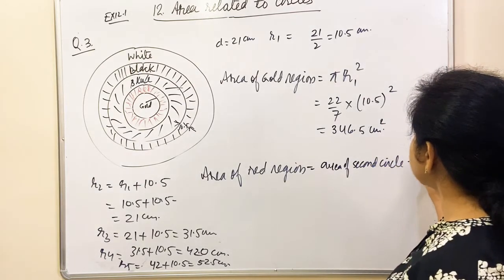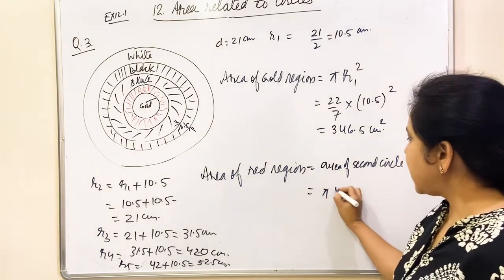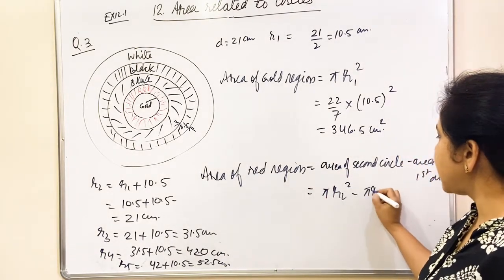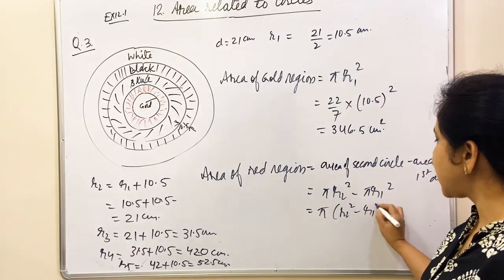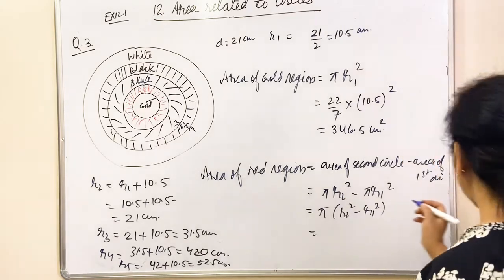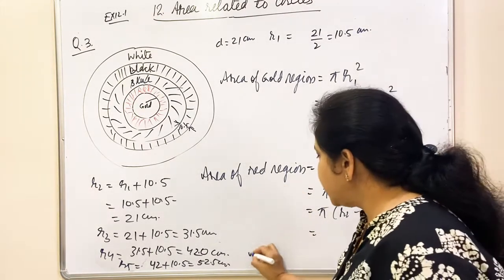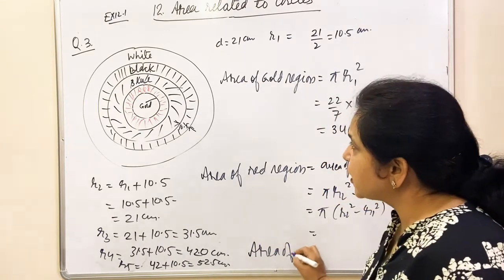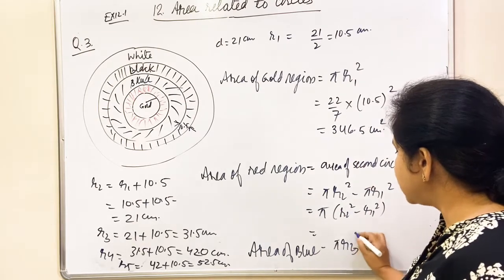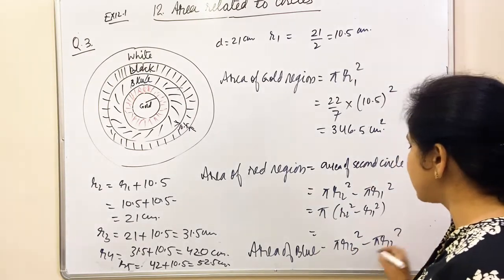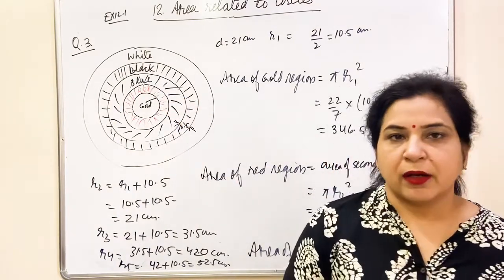So area of red region is area of second circle minus area of first circle. So that is pi R2 square minus pi R1 square. So take pi common, R2 square minus R1 square. When you put the value and calculate, you will get the answer. Okay. Similarly, for the next region, that is area of blue region, it is pi R3 square minus pi R2 square. In this way, you can calculate all the region area.